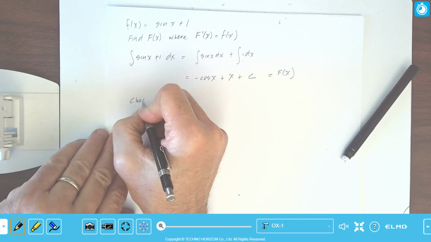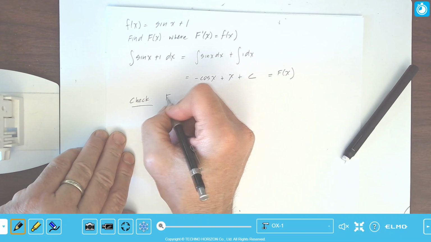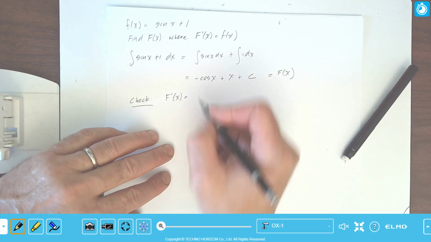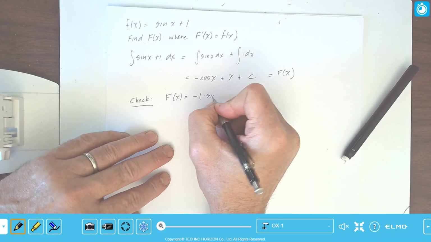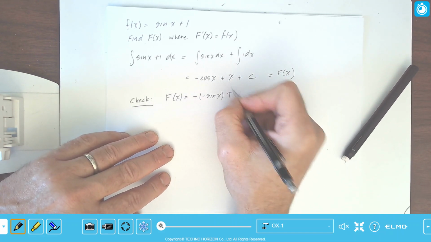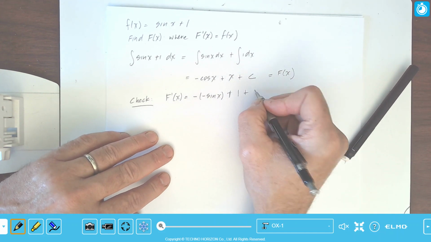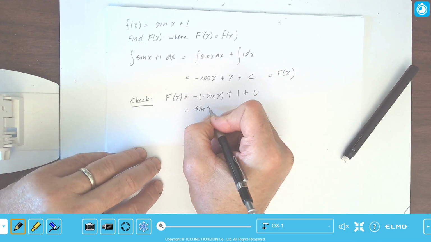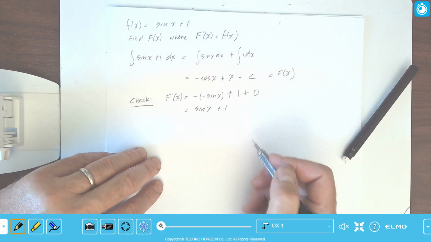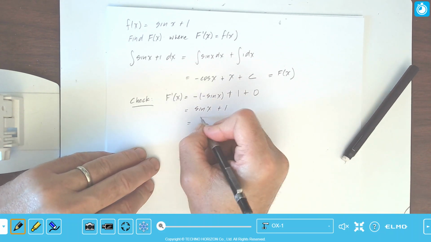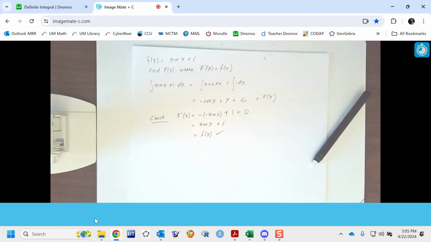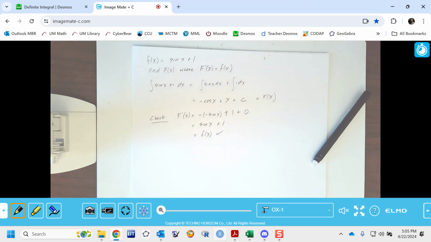And if we wanted to check it, we calculate F prime of x and see what happens. If I take the derivative of the cosine, it's negative sine, so I get negative sine of x. If I take the derivative of x, I get 1. If I take the derivative of a constant, I get 0. Negative of negative sine of x is just going to be sine of x plus 1, and indeed that's equal to my little f of x. So, check, right? And of course we could check that in the derivative calculator, and I will tell you it checks.